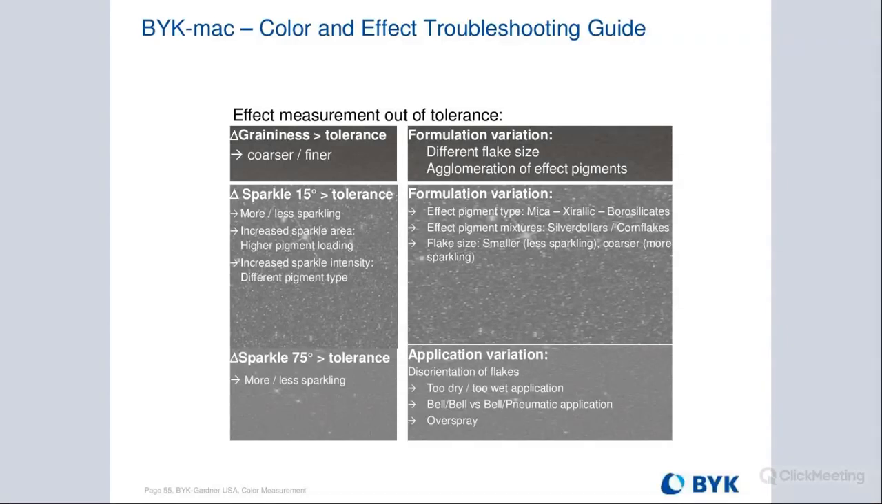And then the Sparkle 75 normally is related to the application variation. If I apply something wetter or drier, if I use bells or guns, if I have overspray on my parts, stuff like that can affect my sparkle flash off times. If my clear coat is intermingling with my base coat, that can affect my Sparkle 75 too. So there's a lot of application variations that can affect your Sparkle 75. And we're always more than happy to take a look at the data and talk to you about your process to see if we can figure out what's actually affecting the Sparkle 75, since it is an application issue.